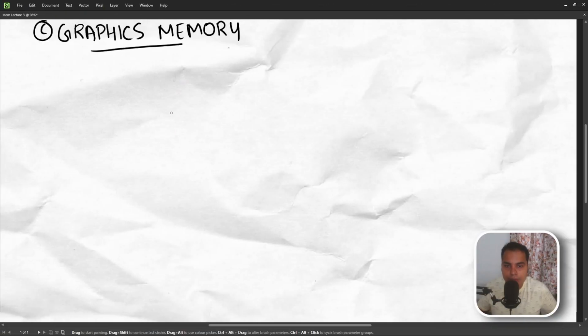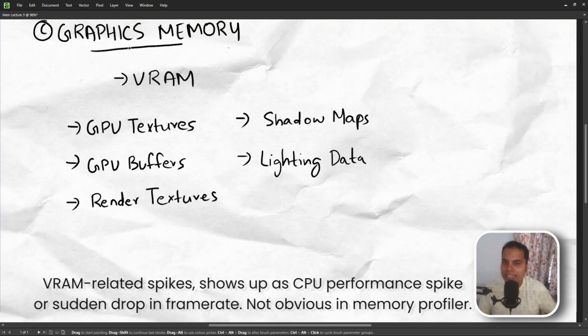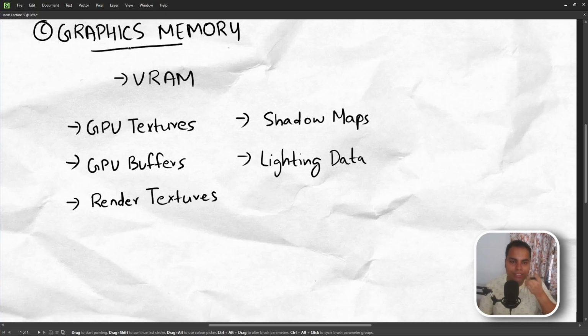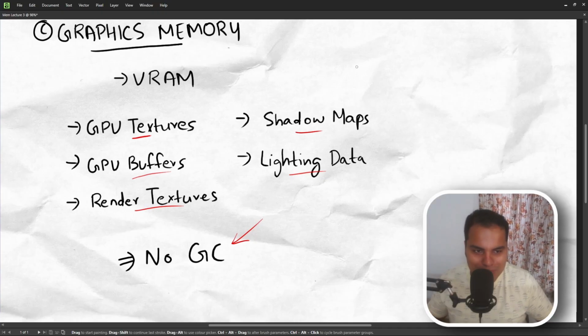Next up is graphics memory. Graphics memory is your VRAM memory. We've talked about this before. This is very important because you don't see anything like spikes and stuff like that when profiling with respect to the graphics memory. We need to just work with the numbers here and see if there's any performance issues or bottlenecks. Okay, this includes things like GPU textures, shadow maps, GPU buffers, lighting data, render textures, all of those things that are needed for rendering. It's essentially in graphics memory. Okay, and yes, again, for graphics memory, no GC that we have to manage. Everything is managed internally because we have not written the code for it. I hope it makes sense.